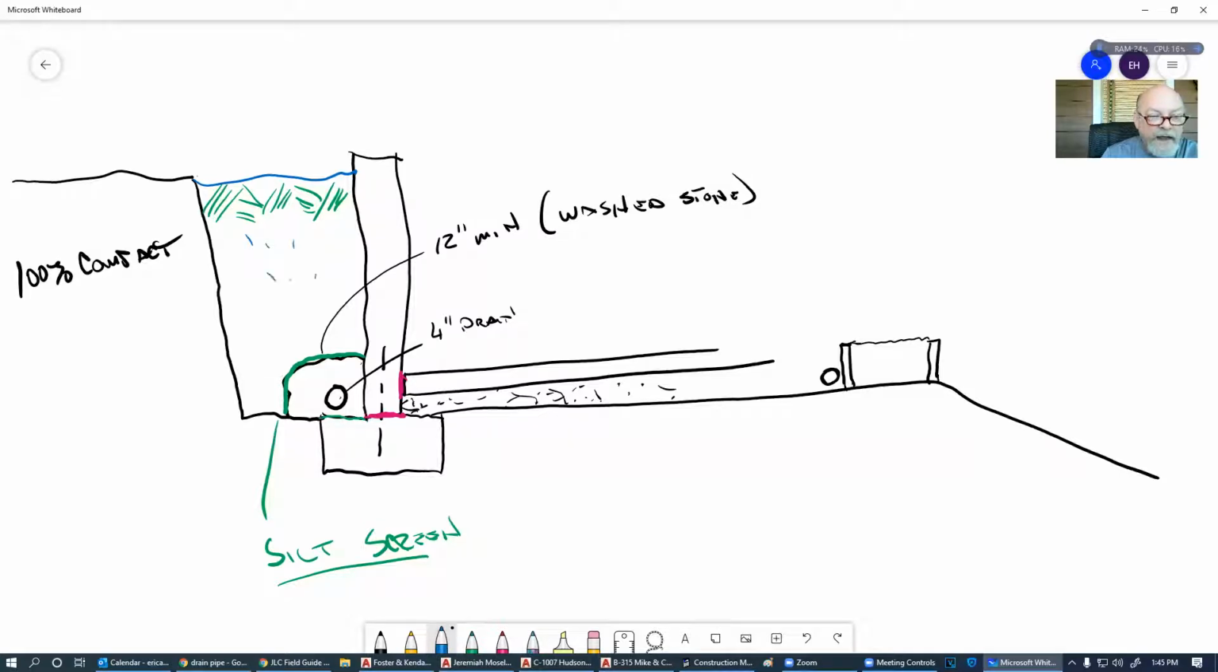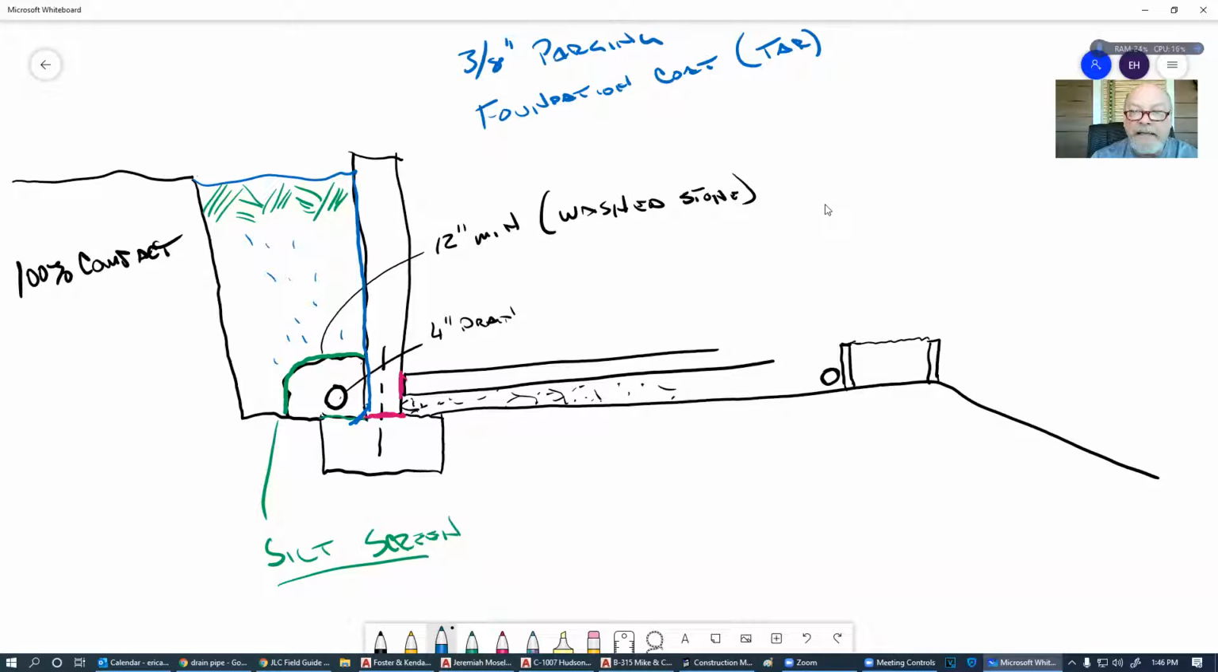Now, this is the only thing that is required by code as far as a drain is concerned. It says that we have to go across the foundation wall with a couple of things: 3/8 parging, and then foundation coating. And this foundation coating is nothing more than tar in most cases. All right, so we have to have at least these two.